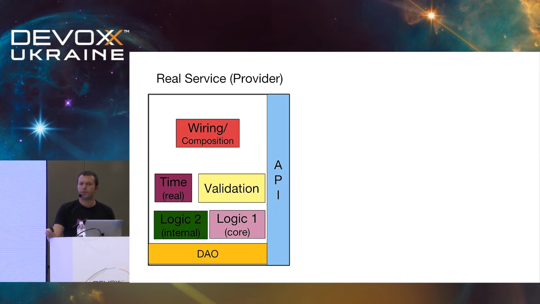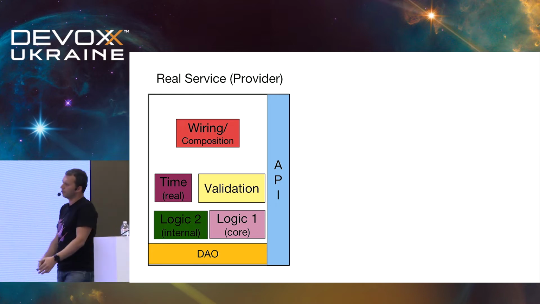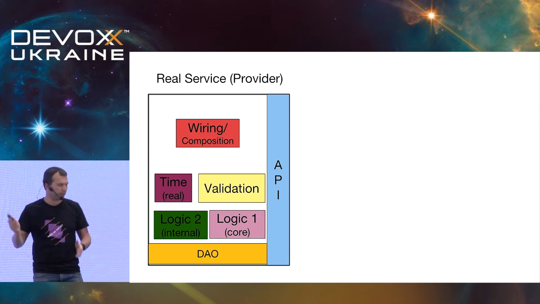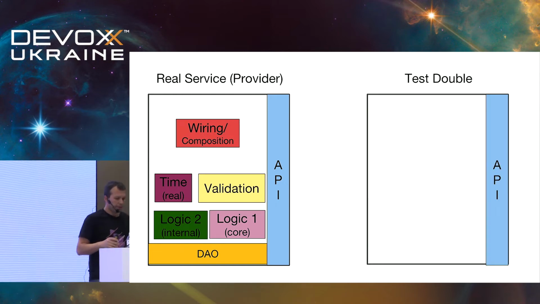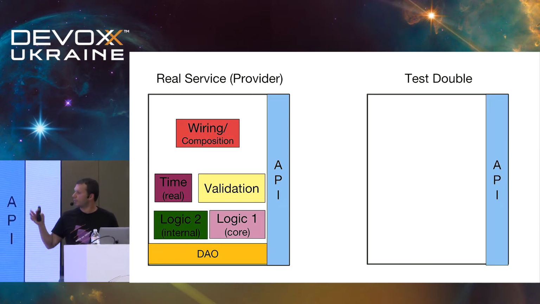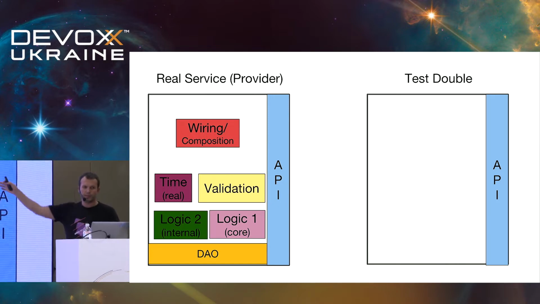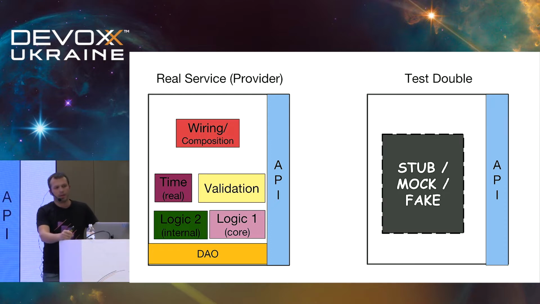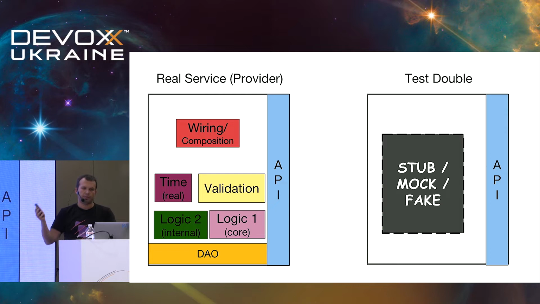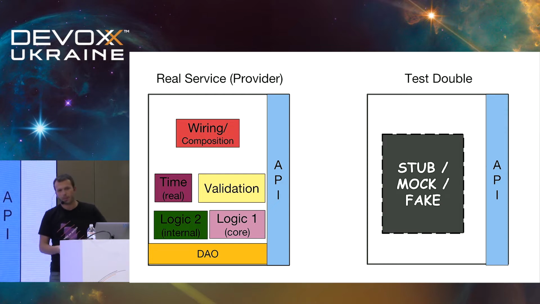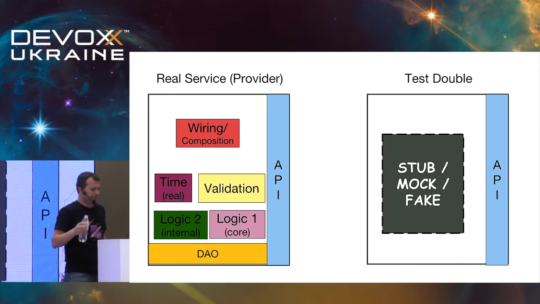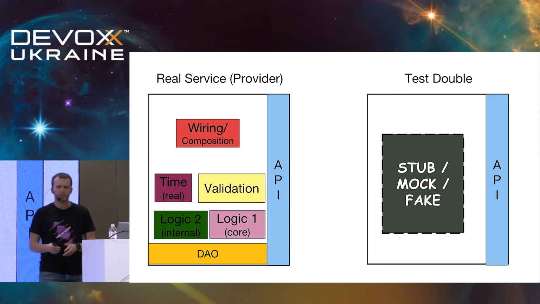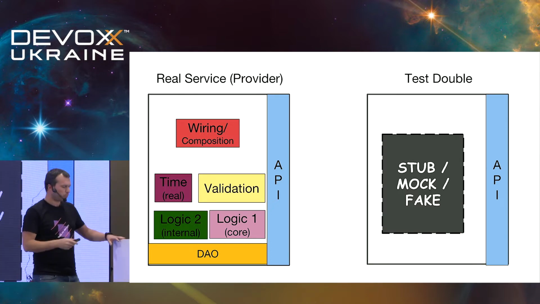So let's see how it looks. If we have our real service, we have the API layer, and then we have a lot of stuff: the validation, logic, wiring, etc. In the fake, we'll have only the API layer, and instead of everything inside, we'll have some stub or mock or fake. And this way, we can run it, and we can use it for our tests. Let's see a code example in Java. Of course, it's oversimplified, but it's to show the point here.